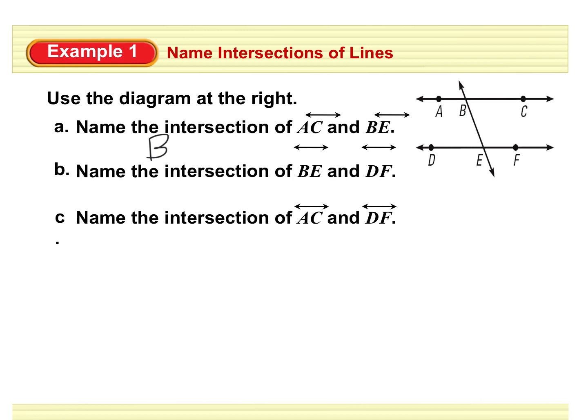Okay, name the intersection of BE and DF. So we have BE here, and we have DF here. What point do they cross? E. Good.